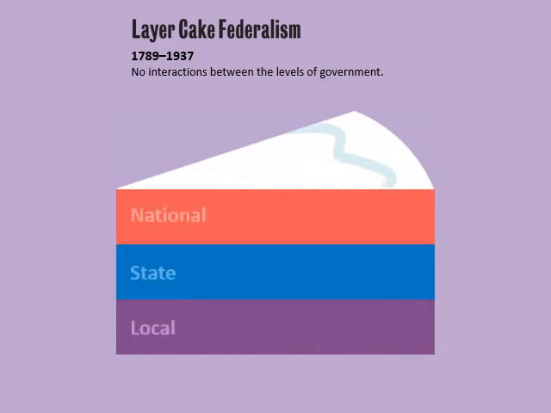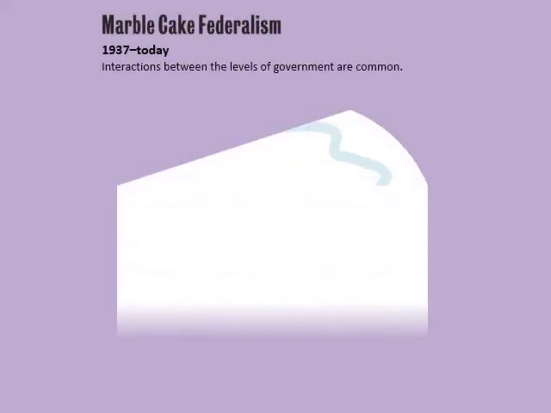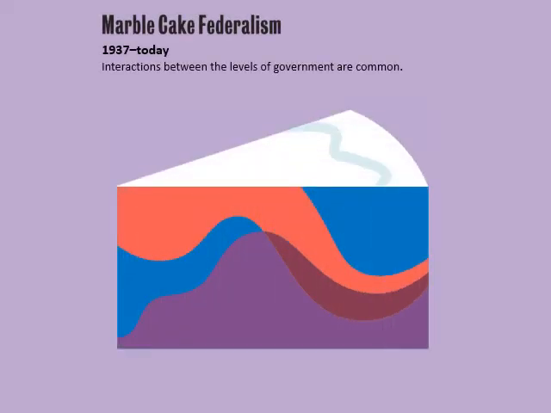Here's your layer cake federalism. National level on one, state level on another, local on another, with no or little interaction between them. Here's marble cake federalism. Heavy levels of interaction between the levels of government are common, and everything's mixed up into a marble cake. So instead of having chocolate, vanilla, and strawberry in layers, you mix it all together.